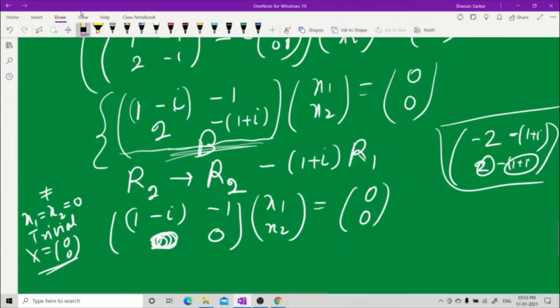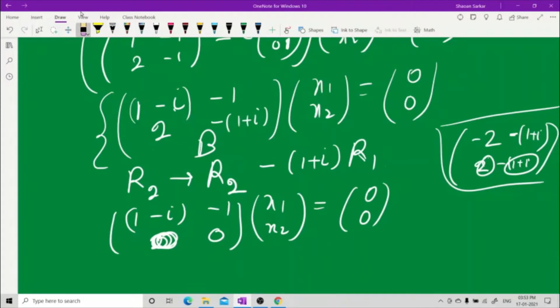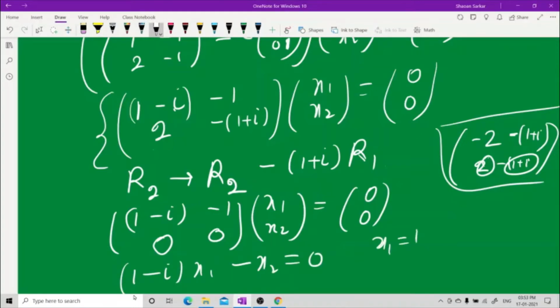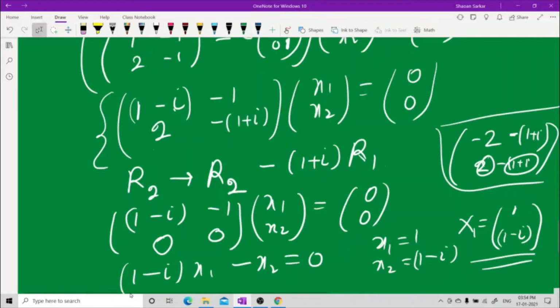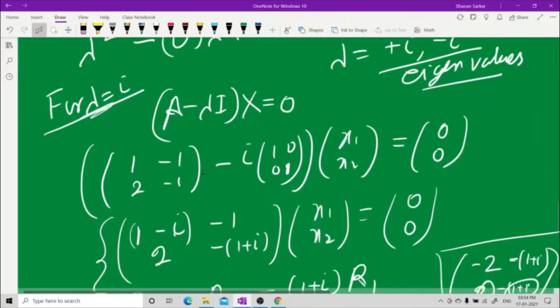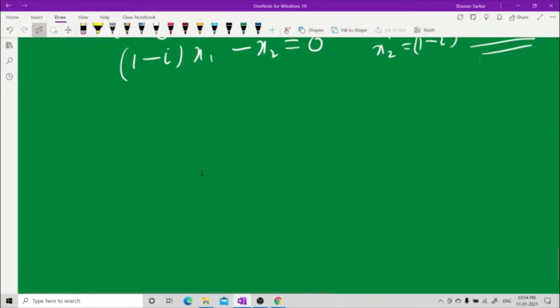Let's rub all this now. Now this is 0, so we will write down the equation: 1 minus I times x1 plus minus x2 equals 0. What I do is I take x1 as 1 and x2 as 1 minus I. So the first vector I got is 1 and 1 minus I, for lambda equal to I.